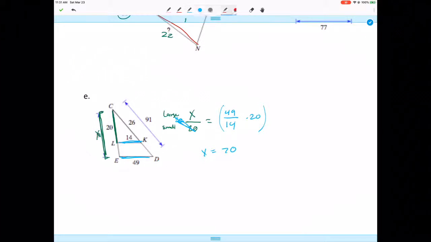Okay, so let me prove that it doesn't matter which one we did. So say we use the same x divided by 20, but instead we wanted to use this and this for our side. Okay, so here we'd still use our larger side divided by our smaller side. Okay, multiply both sides by 20, cancels, you'll get x equals, evaluate this, and it will still give you 70. Okay.